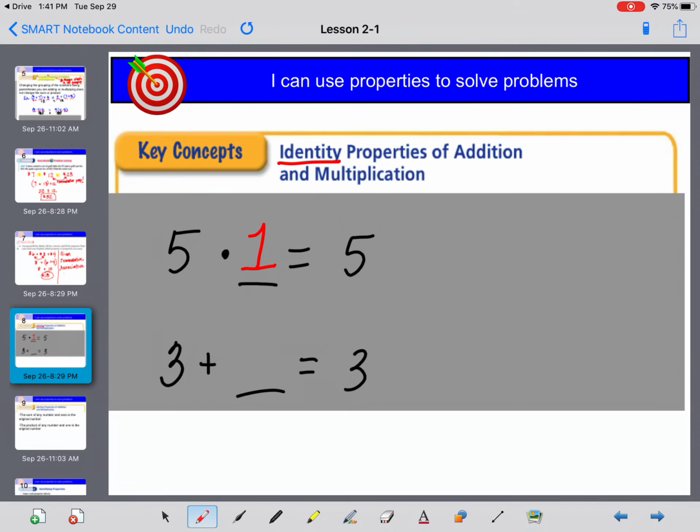There is also an identity property of addition. What is the magic number that when I add that, I end up with an answer that is identical to the beginning number? Many of you already know that the answer is 0. 3 plus 0 is 3. So my solution is identical to my beginning number. Let's put that down in our notes.